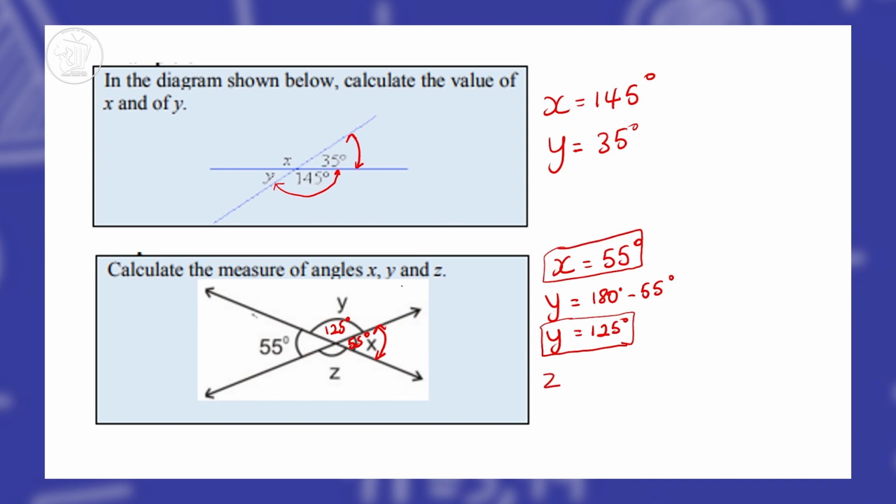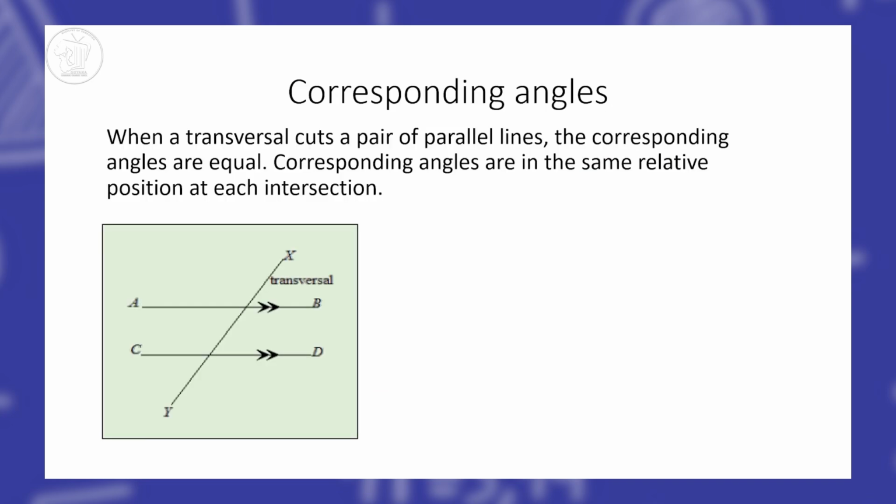And last but not least, we want to find angle Z. So angle Z is vertically opposite angle Y. So we can say angle Z is equal to 125 degrees as well. And that is how we can use the knowledge of vertically opposite angles to find missing angles in a diagram. Now let's move on to corresponding angles.